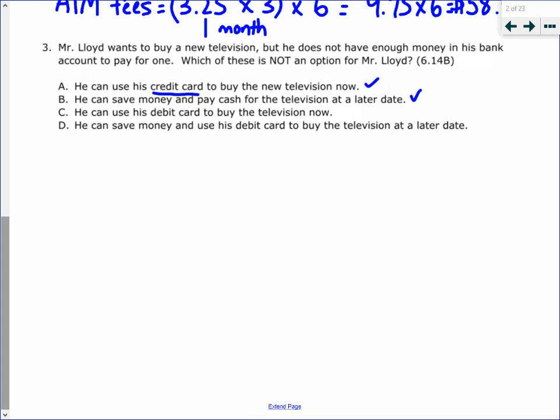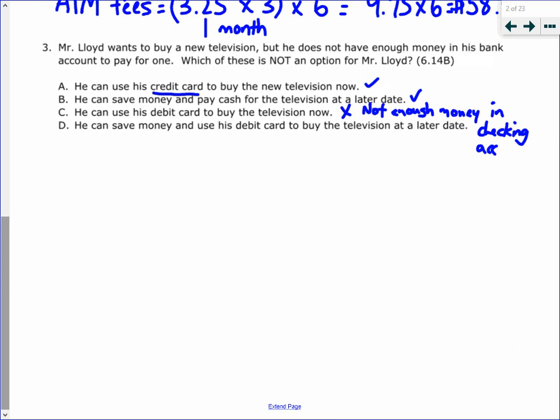Sure. He can save money. He can use his debit card to buy the television. No. Because remember, debit card has to do with how much money is in his checking account, so not enough money in checking account.